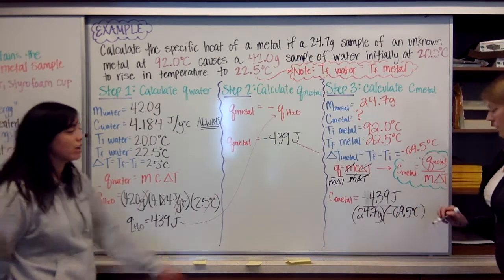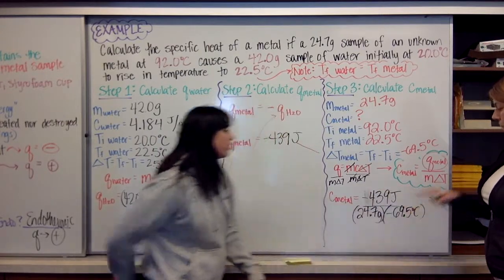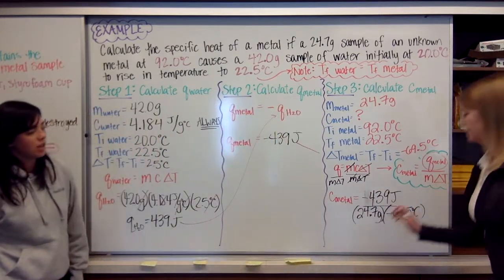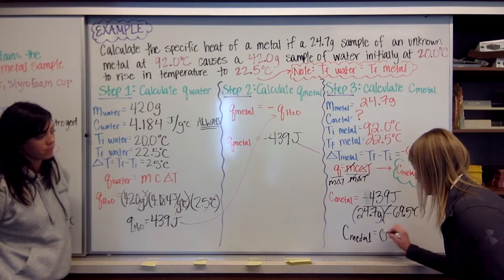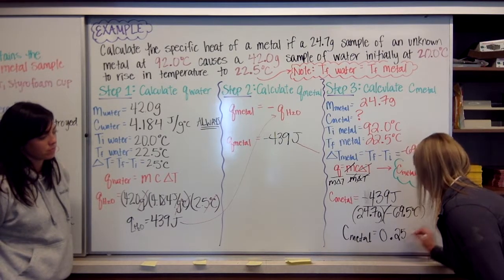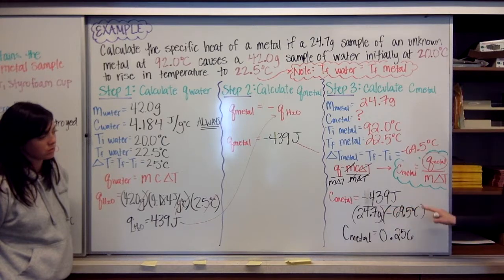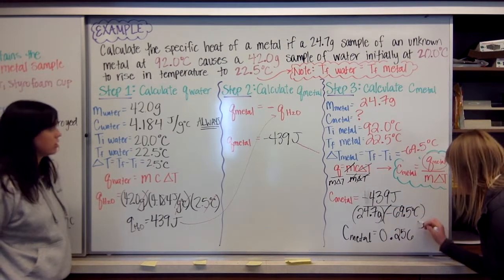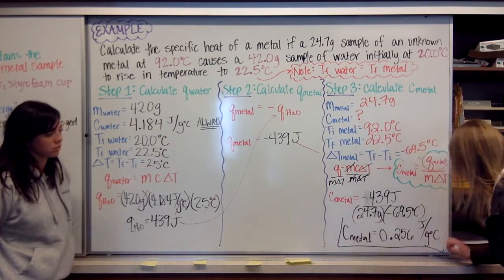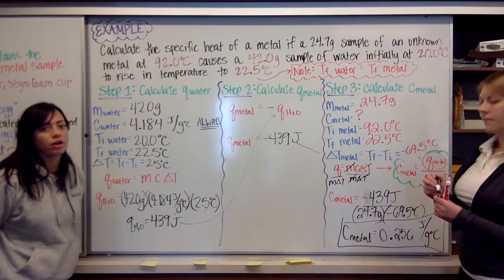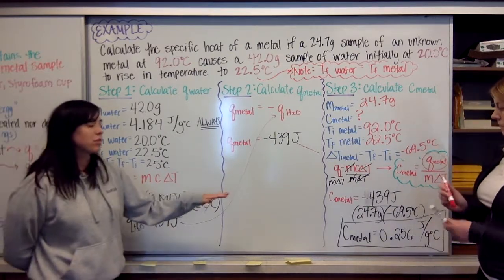You'll see that now we had our two negative values, which makes a positive, and we end up with 0.256. And notice our units don't cross out. We have joules over grams times degrees C. Which is what we want for our specific heat. So that's the specific heat of the metal.